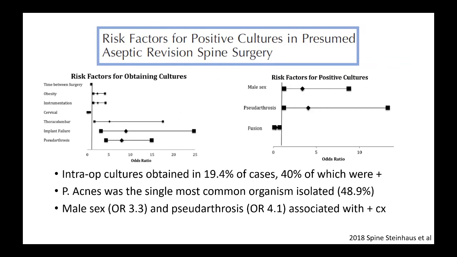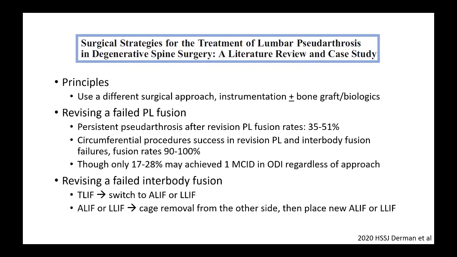This paper was published out of HSS, a retrospective review of 578 presumed aseptic revision spine surgeries. In about 20% of cases, at the surgeon's discretion, intraoperative cultures were obtained. This is based off of a suspicious history despite a negative preoperative workup, questionable fluid collections, or soft tissue changes noted intraop. They found that male sex and pseudarthrosis were associated with a higher chance of positive cultures. So again, it's not unreasonable to obtain cultures in every single pseudarthrosis patient because it has been shown that pseudarthrosis can be associated with a higher risk.